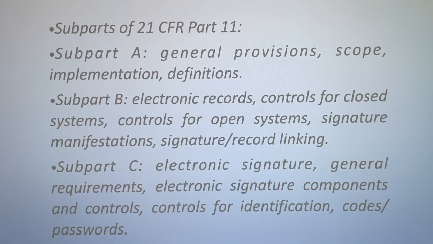(21 CFR Part 11) is divided into 3 subparts: Subpart A General Provisions, Subpart B Electronic Records, and Subpart C Electronic Signatures. Subpart A includes scope, definitions, and implementation requirements. Subpart B focuses on electronic records including controls for closed and open systems, audit trails, record security, and record signature linking. Subpart C focuses on electronic signatures including general requirements, signature components, and controls for identification such as passwords.